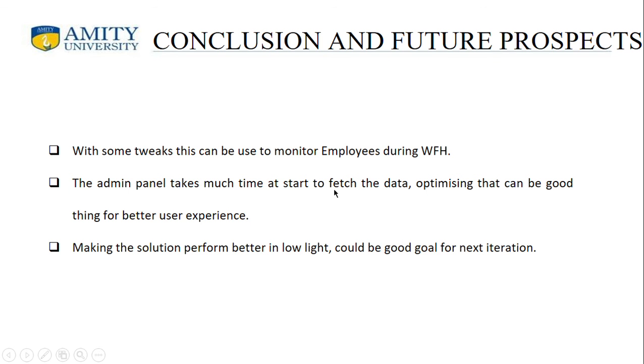The conclusion: this solution could also be employed to monitor employees during work from home scenarios. When the admin panel is started, it takes some time to fetch the data from the database. Optimizing it can be a good thing for user experience. Making the solution work in low light could be a better goal. We could perform some image enhancements in the beginning and then do the further processing.